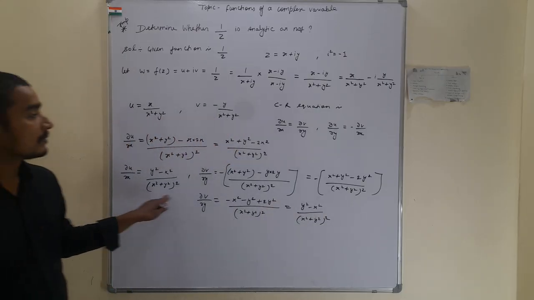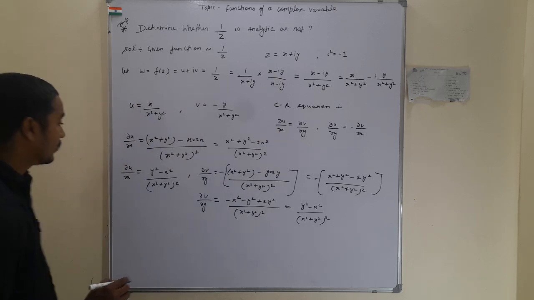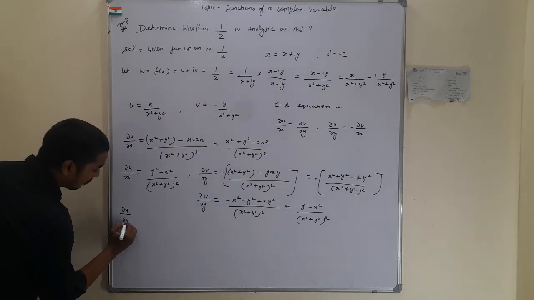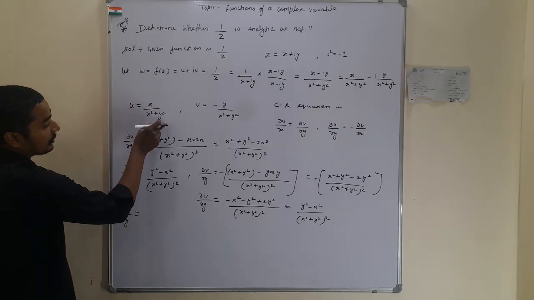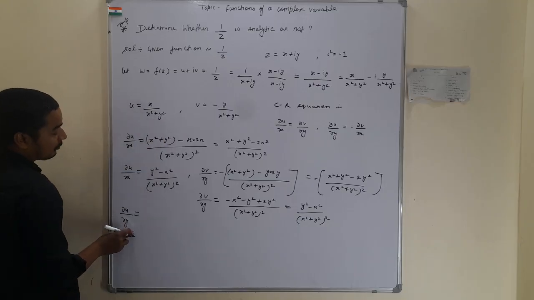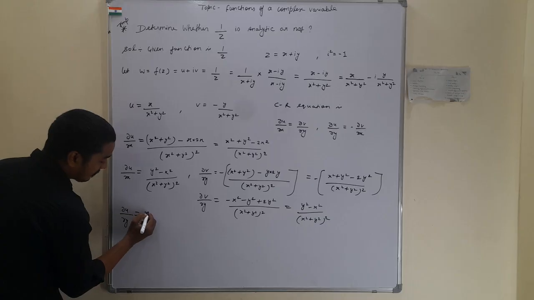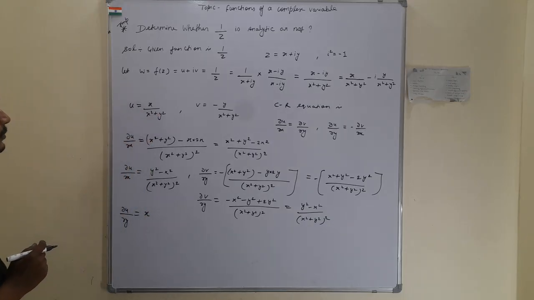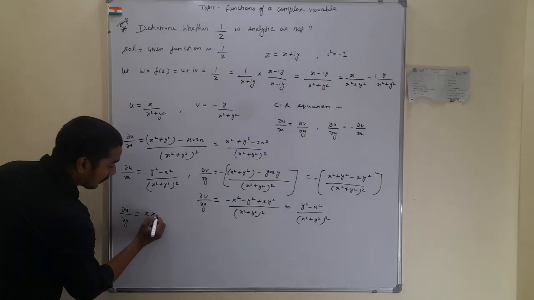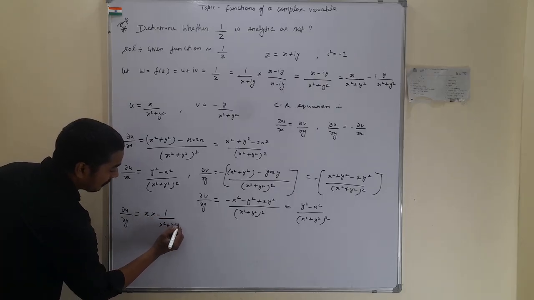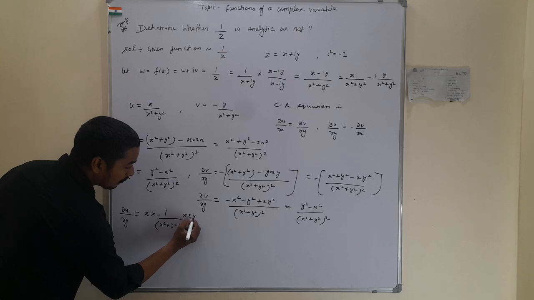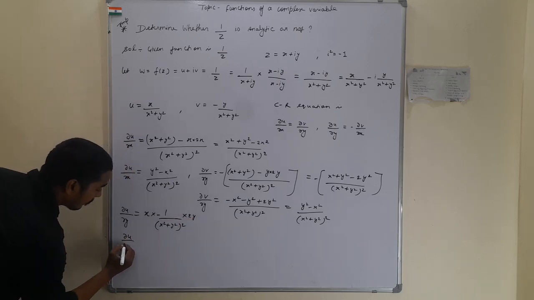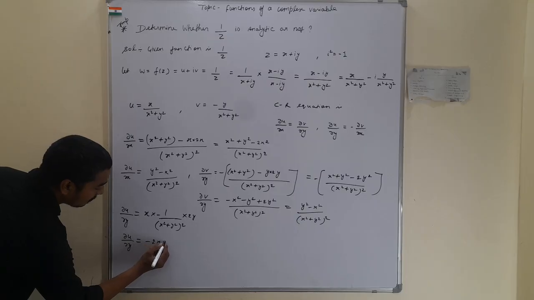Further we have to calculate ∂u/∂y. Here the value of u differentiating with respect to y, in the denominator the coefficient x, with respect to y we have to differentiate, so we take x as a constant, and 1 upon (x² + y²) differentiating with respect to y gives minus 1 upon (x² + y²) whole square, and again y² differentiating with respect to y gives 2y, and from here the value of ∂u/∂y is given by minus 2xy upon (x² + y²) whole square.